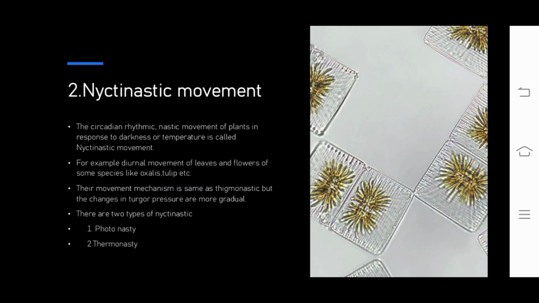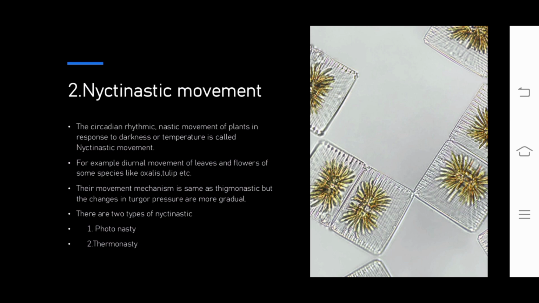The last part is the nyctinastic movement. The circadian rhythmic nastic movement of plants in response to darkness or temperature is called nyctinastic movement. For example, diurnal movement of leaves and flowers of some species like oxalis, tulip, etc., which take up sleeping position at night. Their movement mechanism is the same as seismonastic, but more gradual.